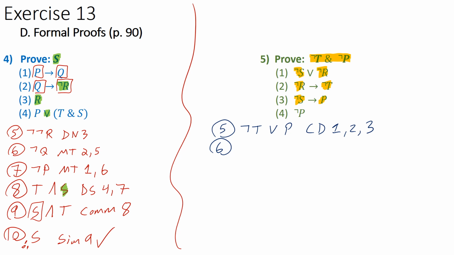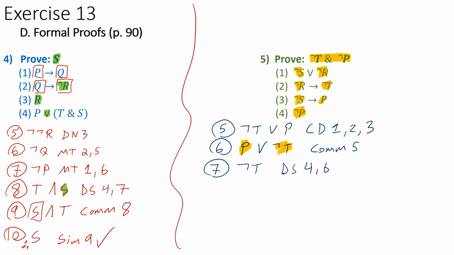For line 6, we could say P or not T by the commutative rule on line 5, but we're told that not P is the case. So for 7, we can get not T by our disjunctive syllogism with lines 4 and 6. Because P is not the case, not T must be the case.